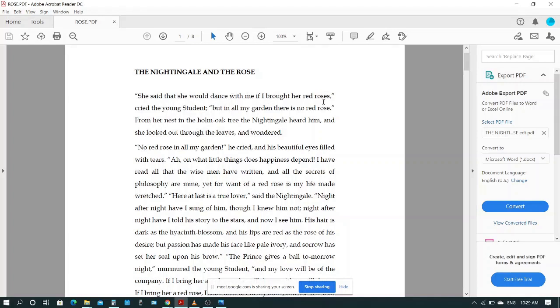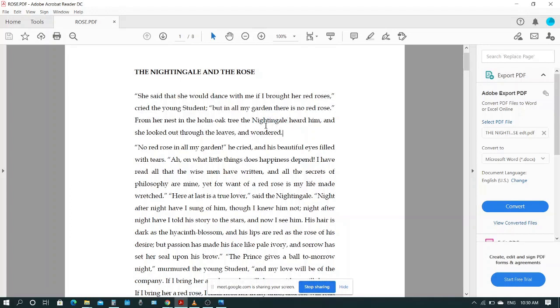Okay, so it is the statement given by the student, and the young student was crying, speaking a little loudly, "But in all my garden there is no red rose." The problem is that he wanted to have the red rose, but there is no red rose in his garden. From the nest of the holm oak tree. Now remember, the oak tree is not found in our geographical area, but there was a nest of a nightingale where the nightingale lived. She heard him, and she looked out through the leaves and wondered.